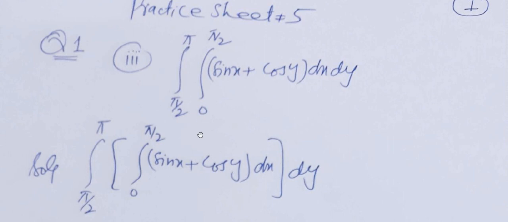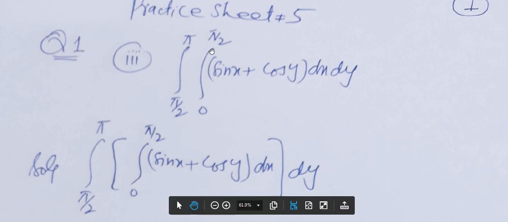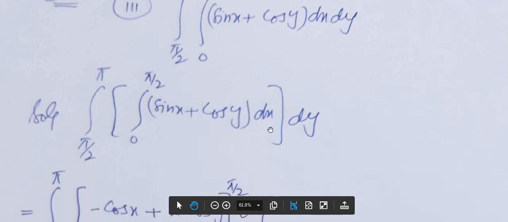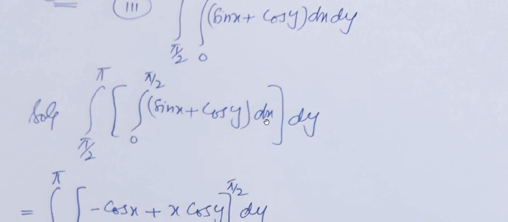You have to integrate sine x plus cosine y, from 0 to pi by 2 and from pi by 2 to pi, dx dy. Now you know very well, this limit 0 to pi by 2 is for x and pi by 2 to pi is the limit for y. So first you will integrate the inside part. You can put a bracket like this, then it will be easier. Now you will integrate this with respect to x. This is very important. You have to integrate with respect to x.